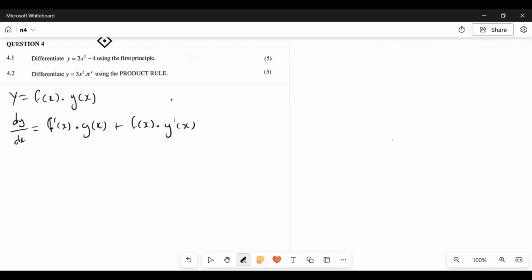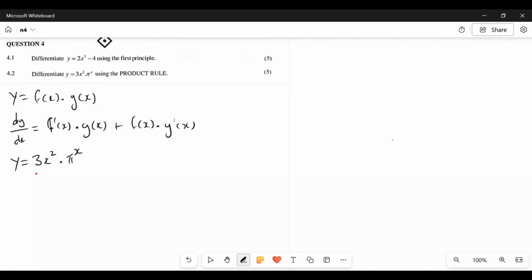And the second term, you derive the other one and you leave the first one. So basically that's what's happening there. So with this equation here, let me just write it here. We have y is equal to 3x squared multiplied by pi to the power of x. We have two functions there that are multiplying each other. So that's the reason why we call it the product rule.